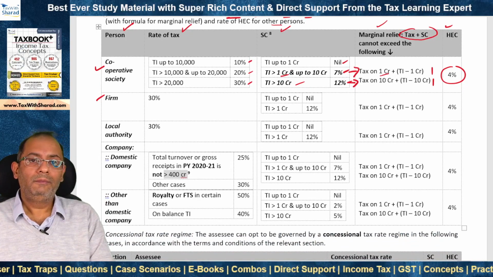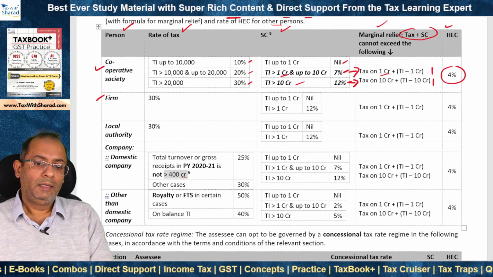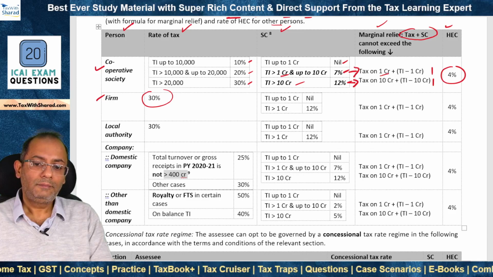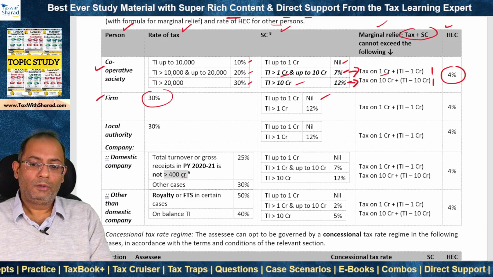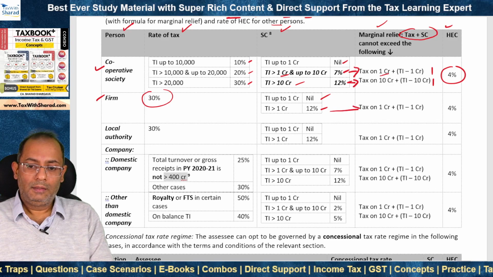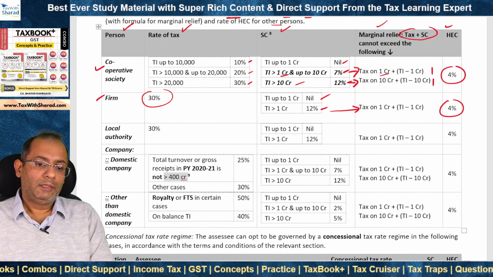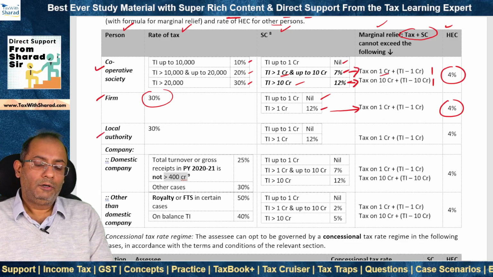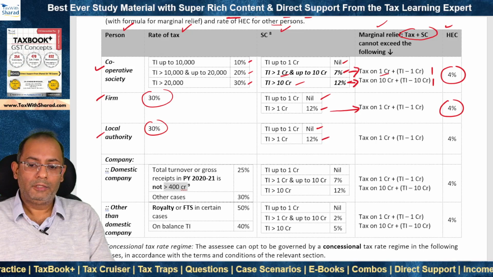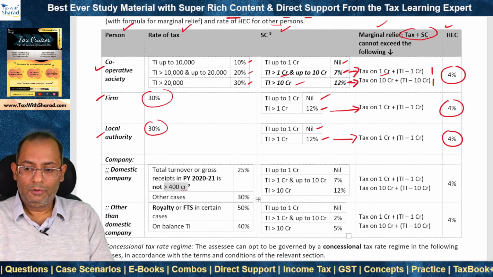In the case of a firm, and we have already noted in the first video that firm includes LLP. So in the case of a firm, the slab system is not applicable and there is a flat rate of tax on total income at 30%. There is no surcharge up to a total income of 1 crore, beyond which the rate of surcharge is 12%. And this is the formula for determining the amount of marginal relief, and the cess is 4%. Similarly, for local authority, the rate of tax is a flat 30% with no surcharge up to a total income of 1 crore, beyond which the rate is 12%, and this is the formula for determining marginal relief, and the cess is 4%.